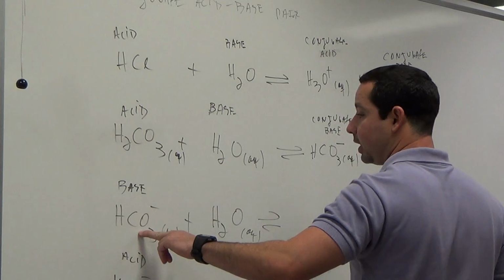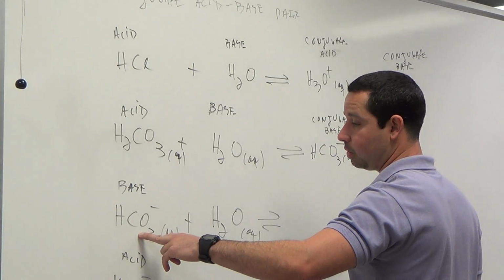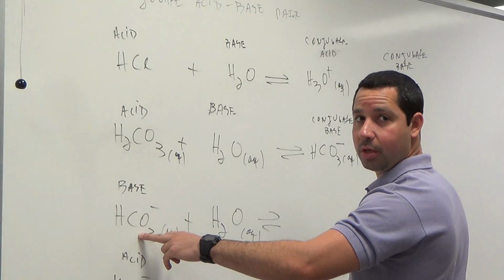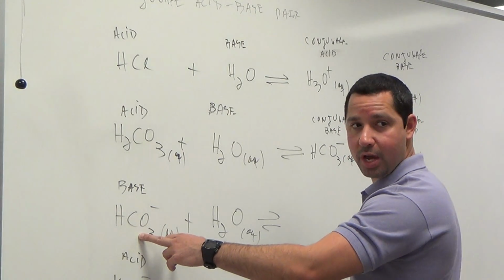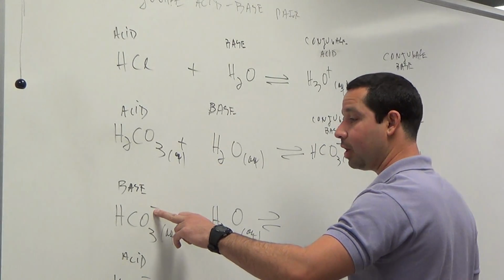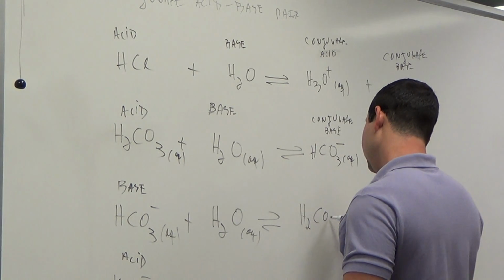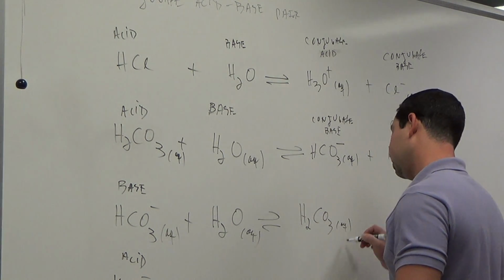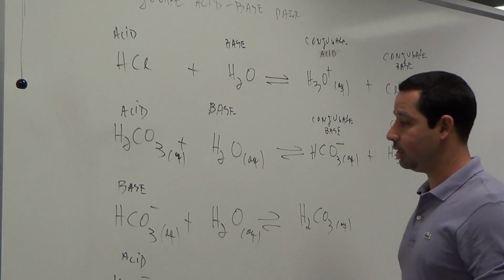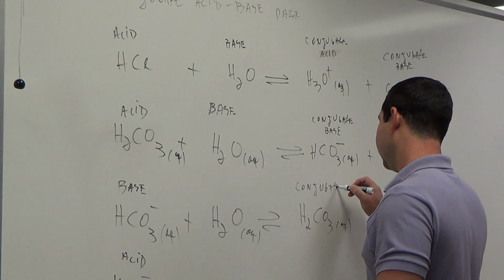Here this is acting like the base, yes? What is it going to do? It is going to accept H plus, yes? If it accepts an H plus, the plus will cancel with a minus. So this is going to become H2CO3, yes? So this is the base, and this is called the conjugate what? Conjugate acid.